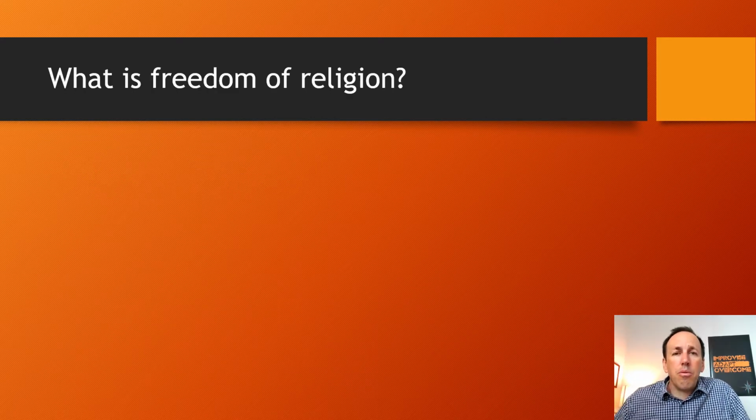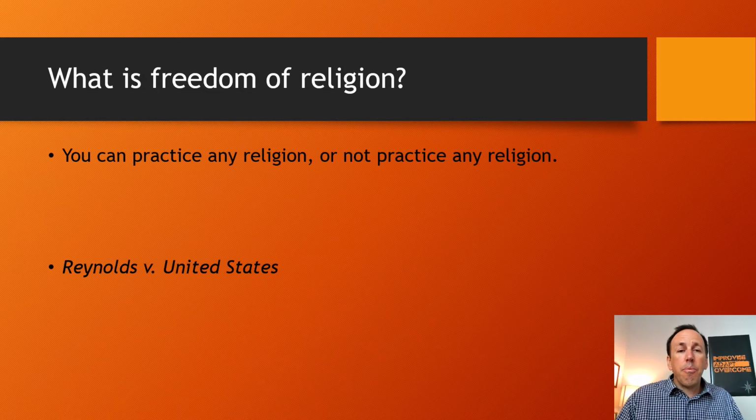What is freedom of religion? It means you can pick any religion you want, or you can pick no religion at all. So it means you can practice any religion or not practice any religion. Does that make sense? By the way, Reynolds versus the United States says that the government has the right to regulate what you do, but not what you believe. So you can believe whatever you want. You can't do whatever you want.